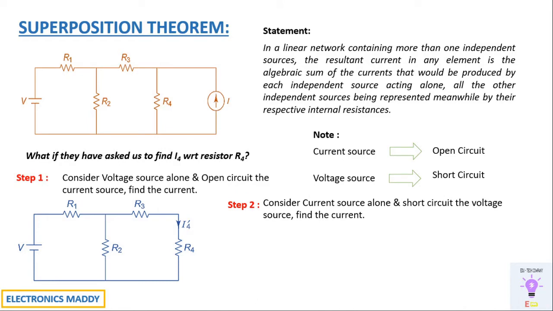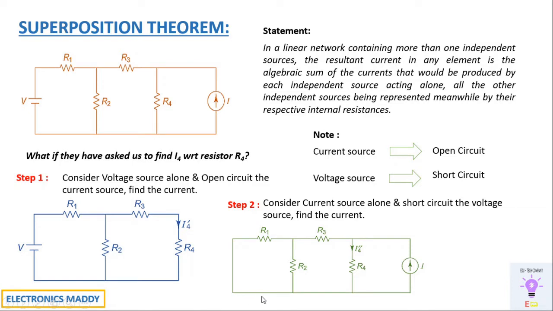In the second step, we'll consider the current source alone and short circuit the voltage source according to our convention. So the current source is considered and the voltage source is short circuited. In this case we'll find I4 double dash. Finally, we'll find the overall current, which is the sum of the individual currents found with respect to each of these sources. That is what the statement is trying to convey.